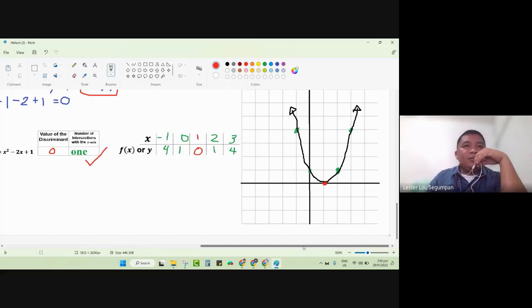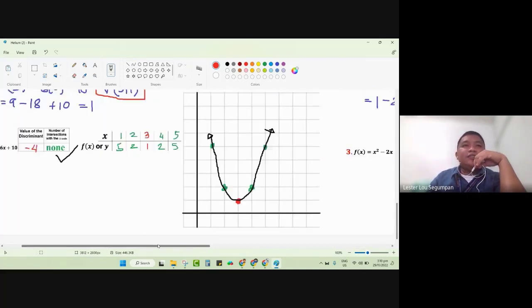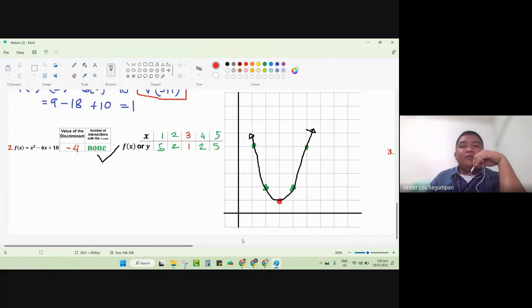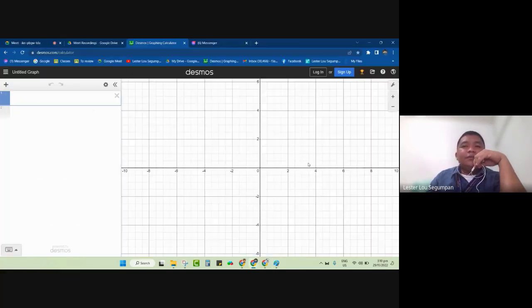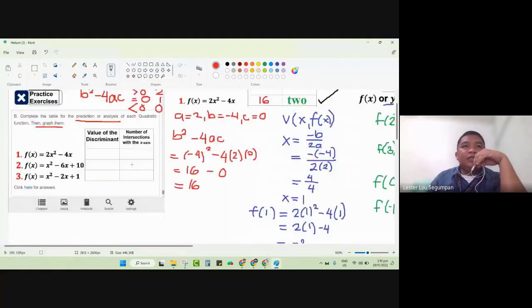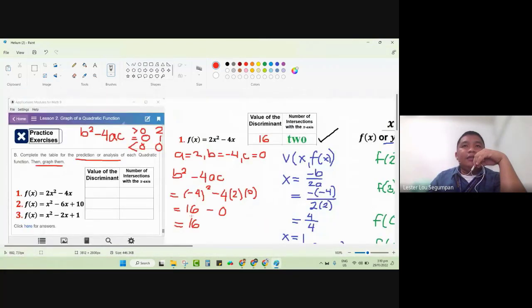So just by checking the discriminant and deciding the number of intersections, and then later on graphing, if they are not equivalent to what is predicted, then probably there's something wrong with your solution or your processes. Now, let us try to verify this further using Desmos. I shared Desmos with you in the previous video. Let's have Desmos again here. Let us input our functions here, and it will help us determine whether our graph and the number of intersections are correct.